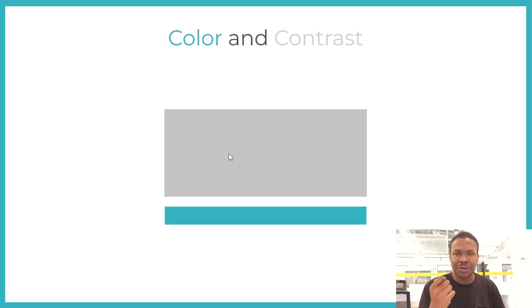So color can be used in very subtle ways to improve the visual hierarchy of your design. You don't have to use too many colors in your design. You don't have to make your design overly complex. There are small things like this that you can do to improve the quality of your design. So let's go to the next one.